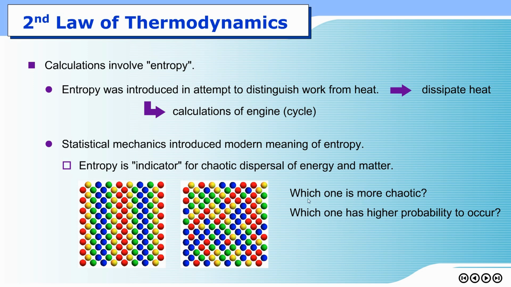Okay, so if I ask which one is more chaotic, the answer would be the right hand side. Which one has higher probability to occur? Once again, the right hand side. And therefore, if entropy is an indicator for chaotic dispersal of matter, it means that the right hand side picture has higher entropy. So again, this is just an indicator to tell that this particular system has higher chaotic movement or chaotic dispersal of energy or mass.